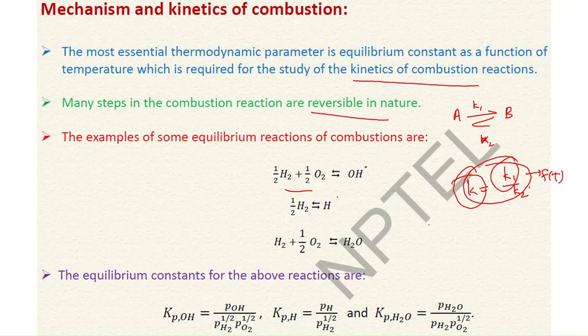These are free radical formation reactions, which will be shown with dots, and this is the termination reaction. The equilibrium constants for the above reactions are, for example, KPOH. Why is P taken? Because these are all gases. So this is the partial pressure of OH. KPOH is the partial pressure of the product upon the partial pressure of reactants to the power of their stoichiometric number. So these are the equilibrium constants for these three reactions.